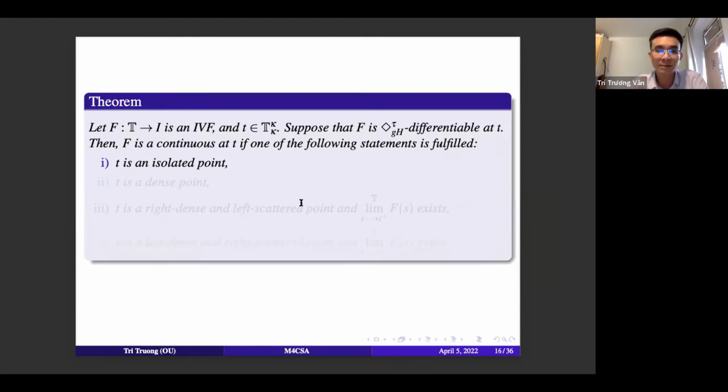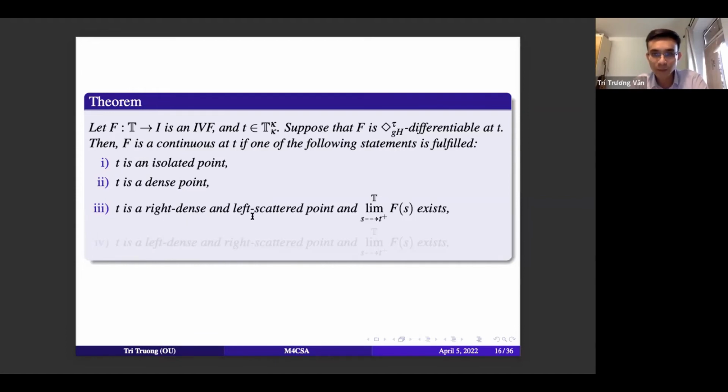So this theorem says something about the differentiability of the function f. When f is differentiable at t, then f will be continuous if one of the following statements holds. The first one is for t an isolated point. The second one is for a dense point, and the third one is for t right dense and left scattered. And we need to add some more conditions for the existence of this limit. The fourth one is similar.